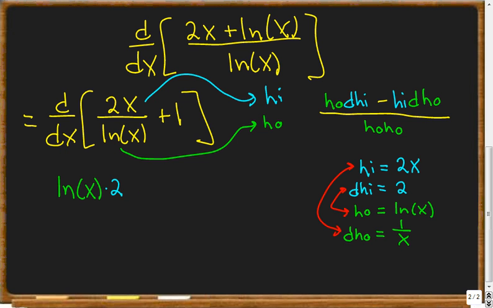We then always subtract, it's that less part that you always got to remember, it's ho d high less high d ho. Then from there, we're going to put that with our high function, which is 2x, times our derivative of our bottom function, our d ho, which is 1 over x. And we divide that by our ho function times itself, which is the natural log of x times the natural log of x.